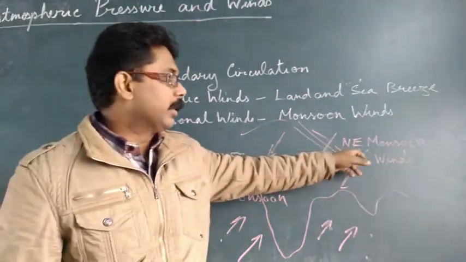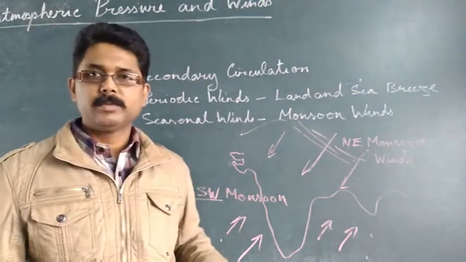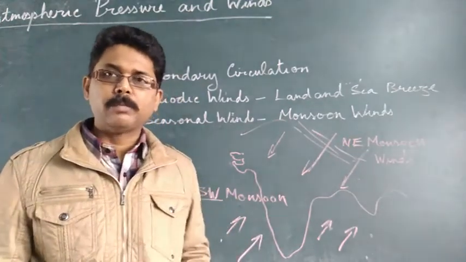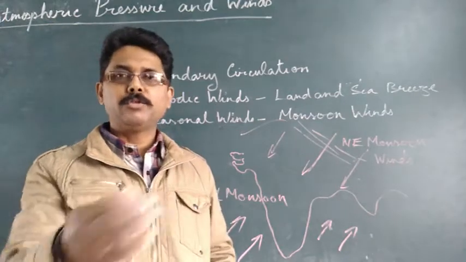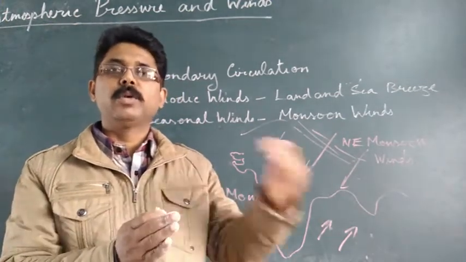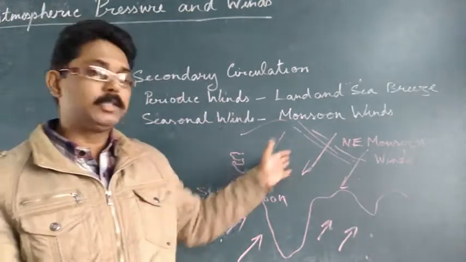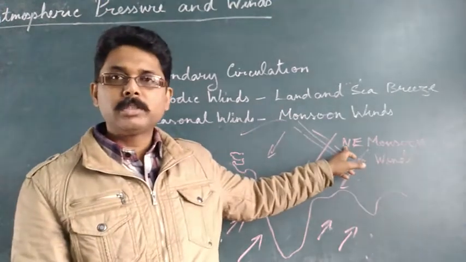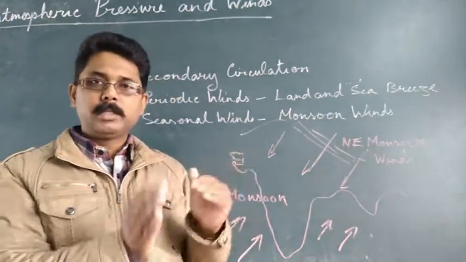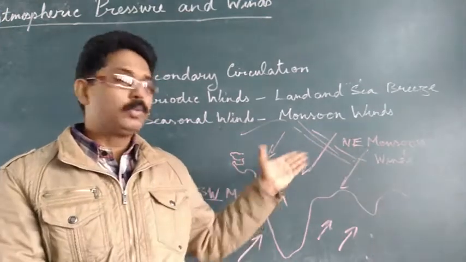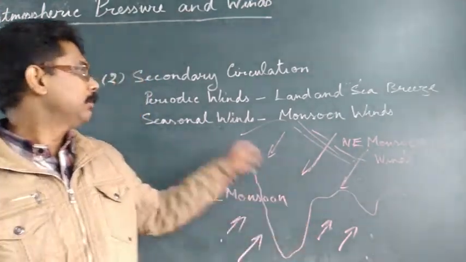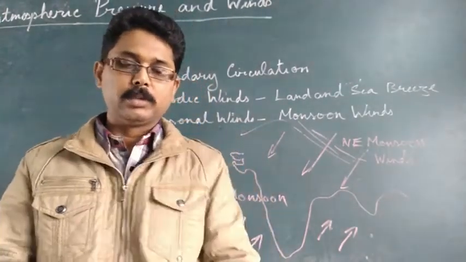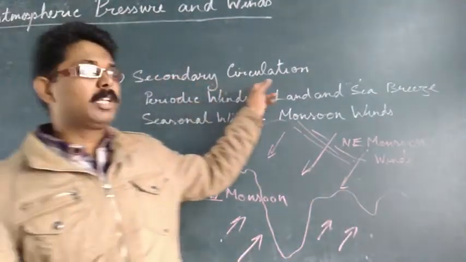Monsoon winds are also called seasonal winds. You will study the monsoon in class 10. The word monsoon is derived from the Arabic word mawsim. What is the meaning of mawsim? Mawsim means winds which reverse their direction. As you can find, for six months these winds blow from the southwest direction, and for the other six months they blow from the northeast direction. After a certain period in the season, these winds reverse their direction. So we call them seasonal winds. These are the two winds which are kept in this circulation, which we call secondary circulation.